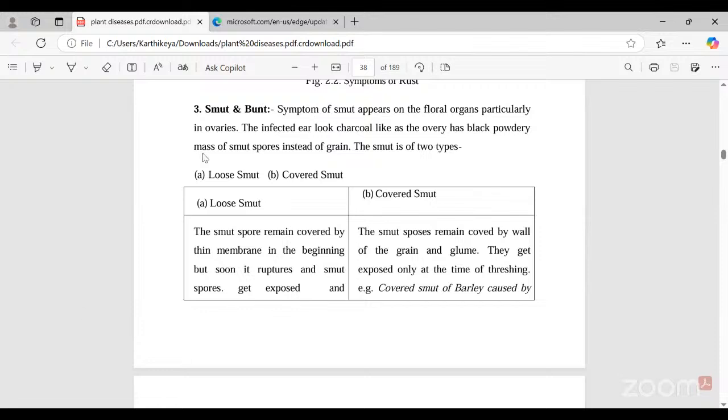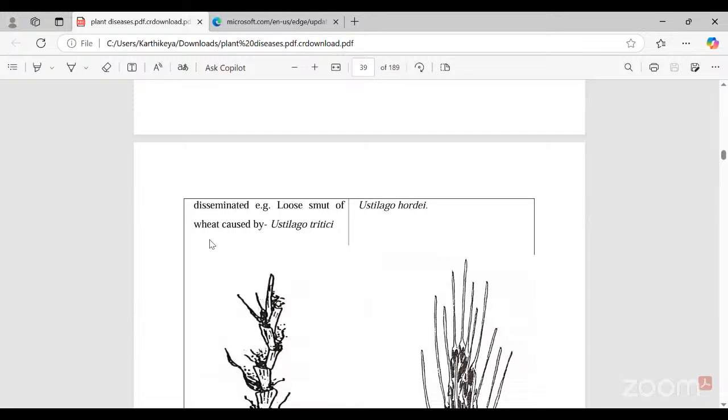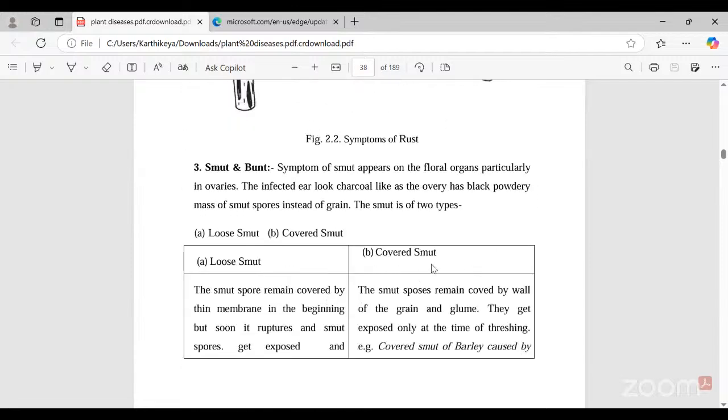In loose smut, the smut spores remain covered by a thin membrane in the beginning, but soon it ruptures and the smut spores get exposed and disseminated. For example, loose smut of wheat is caused by Ustilago tritici.